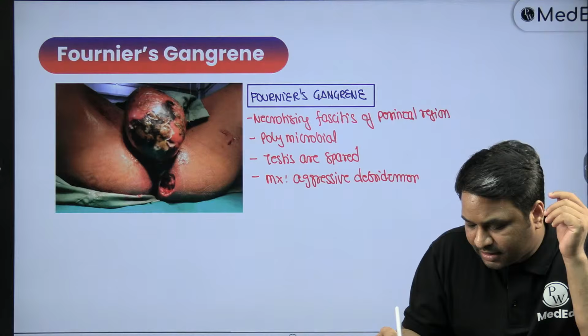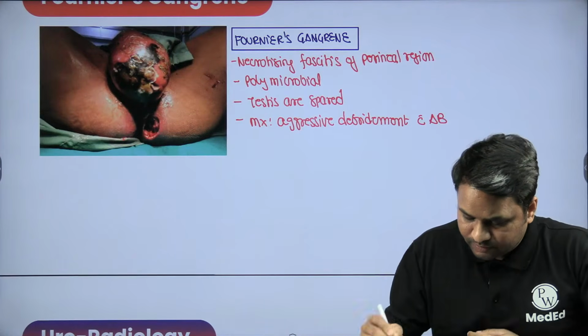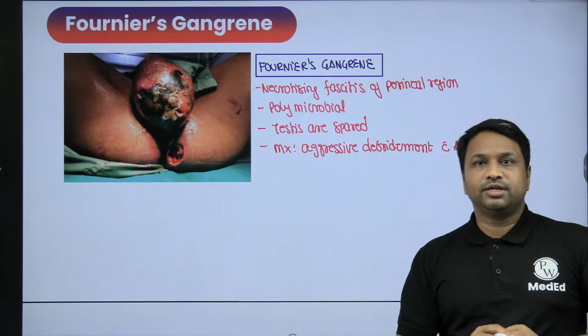It is the aggressive debridement with antibiotics. With antibiotics is your Fournier's gangrene.